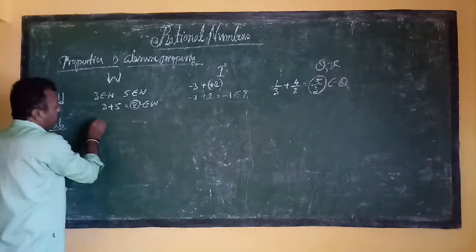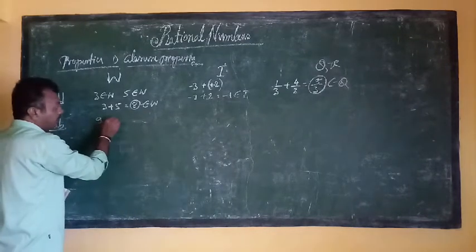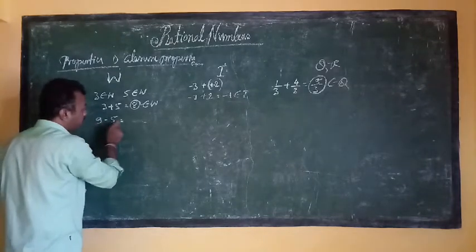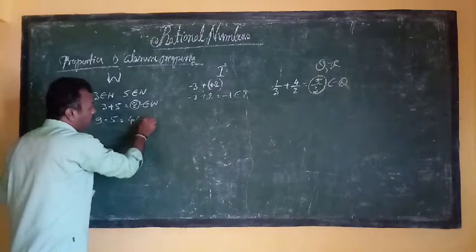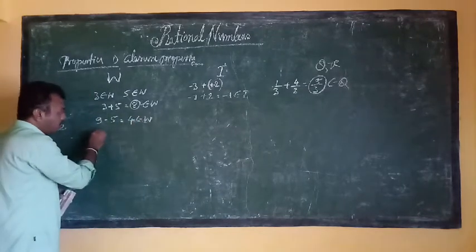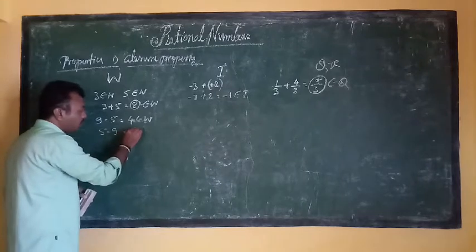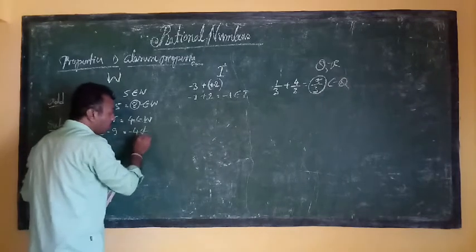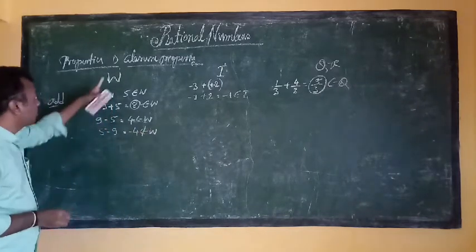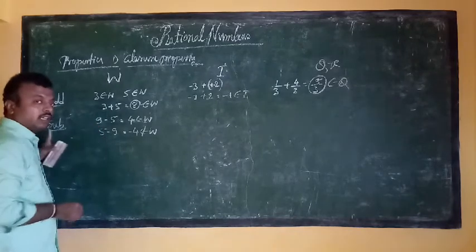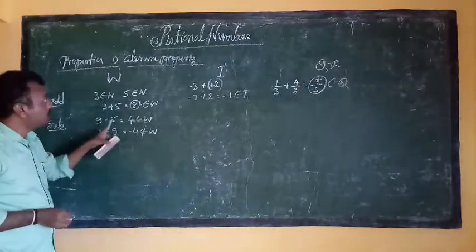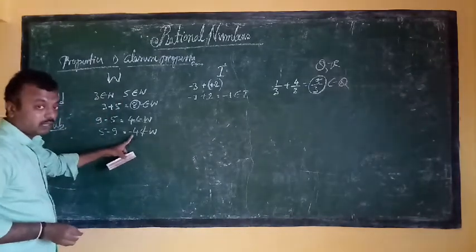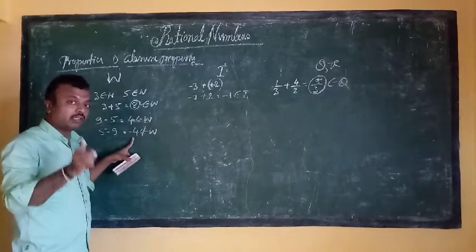Subtraction. See students, 9 is one of the whole numbers and 5 is another whole number. So I will subtract. 9 minus 5 becomes 4. It belongs to the whole numbers. Correct? But see students, 5 minus 9, what does it become? Minus 4. 9 minus 5 is 4, the bigger number is minus, therefore minus 4. This does not belong to the whole numbers. Therefore, the closure property is not satisfied under subtraction for whole numbers, because minus 4 is not a whole number. The resultant number does not become a whole number in every example.